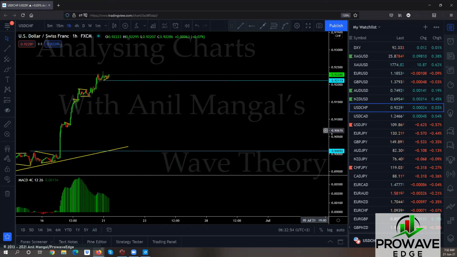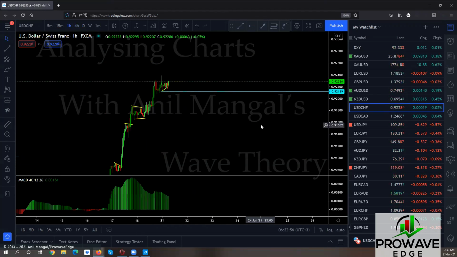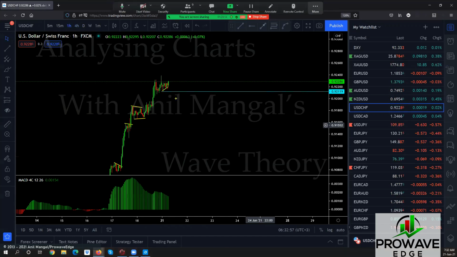This definitely needs to come down first. If we get sell setups, we'll take it. So you're making a flag here, which means this has to come here and then go.